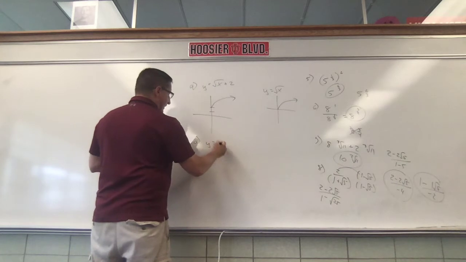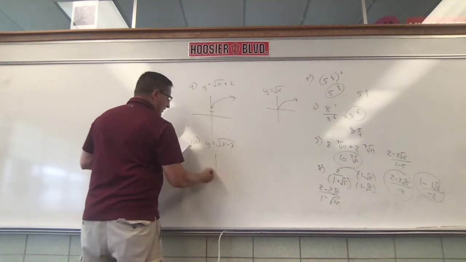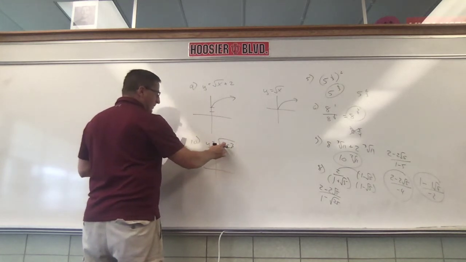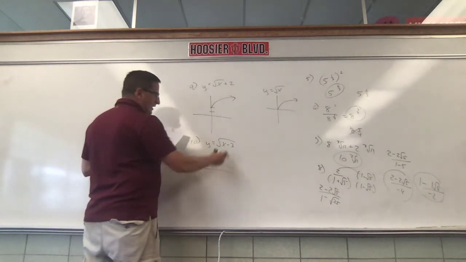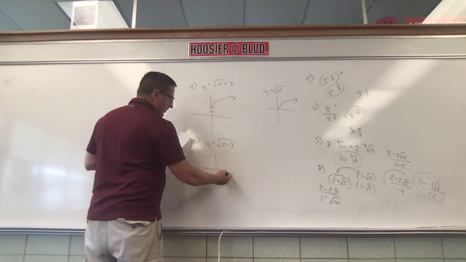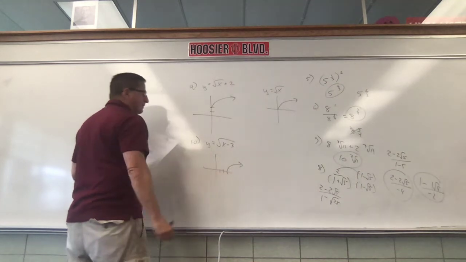Y equals radical x minus 3. Well, that minus 3, it's with the x. We've been doing this since last September, okay? It moves it left or right, the opposite of what you think. You think left 3, it actually moves it 3 to the right. Looks sort of like that.